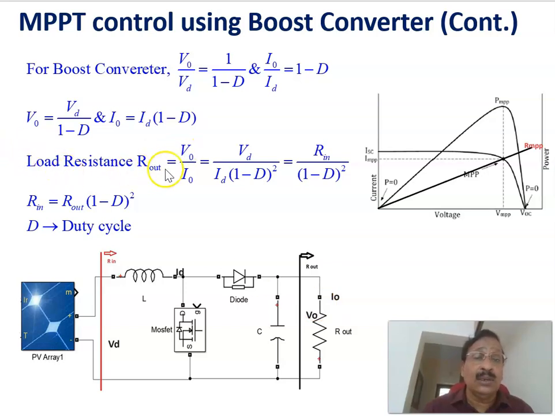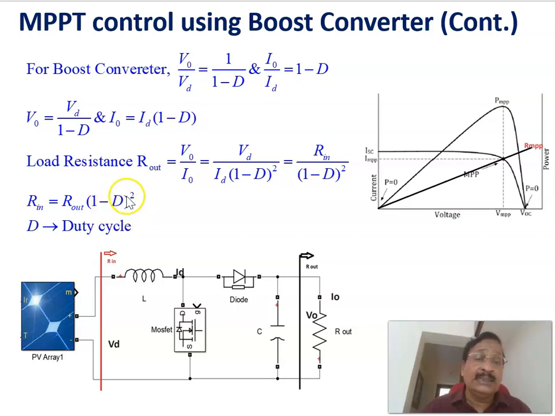V0 by I0 equals R out, which equals Vd by Id into 1 by 1 minus D whole square. Vd by Id is the resistance at the input side, Rin. So R out equals Rin divided by 1 minus D whole square, or Rin equals 1 minus D whole square into R out. Meaning that the resistance looking from this point is the output resistance R out into 1 minus D whole square.